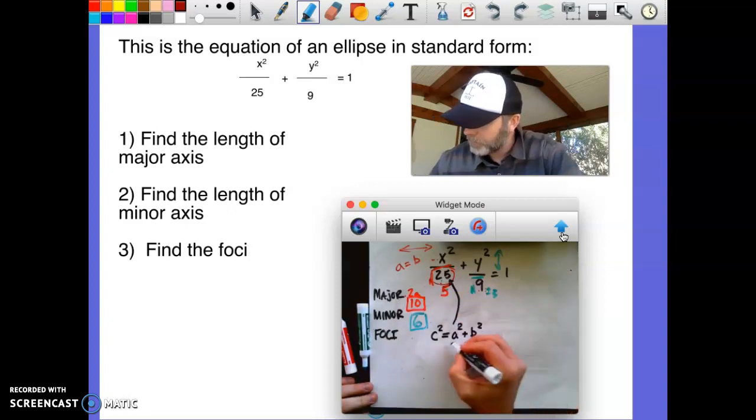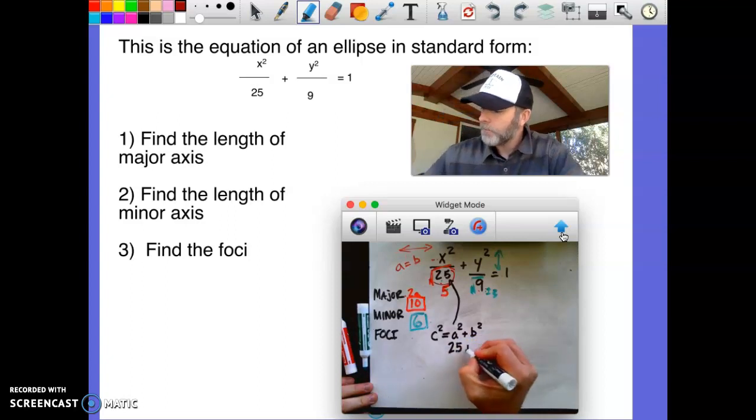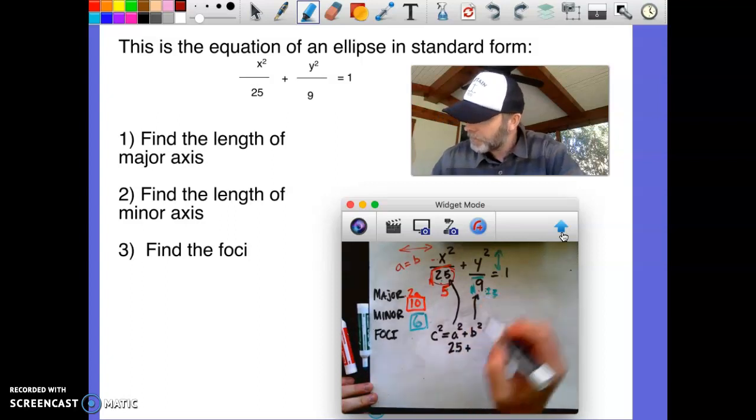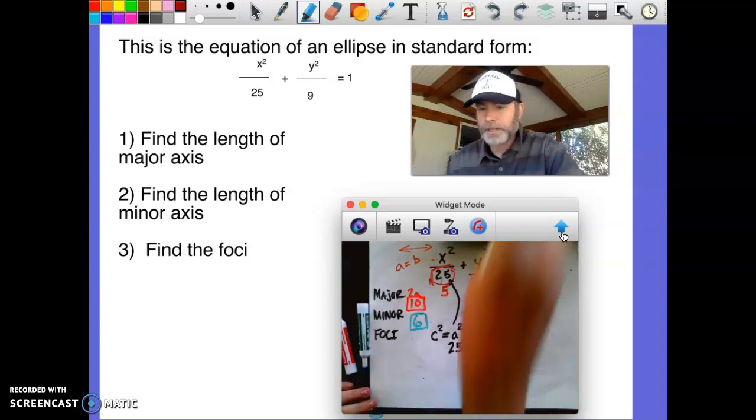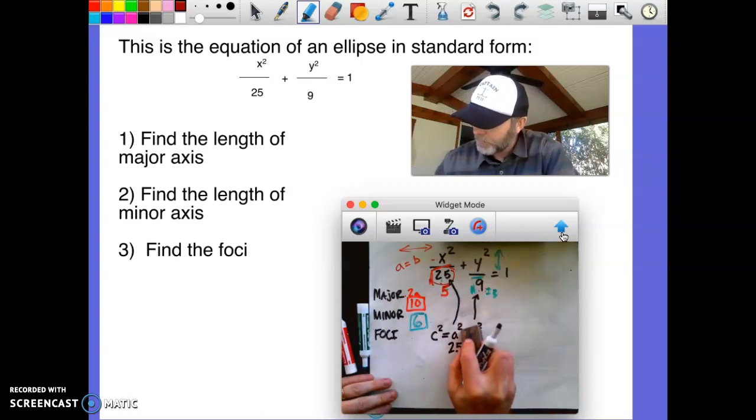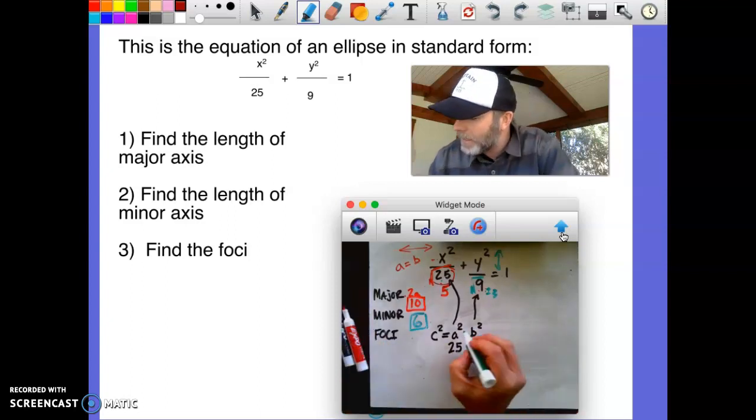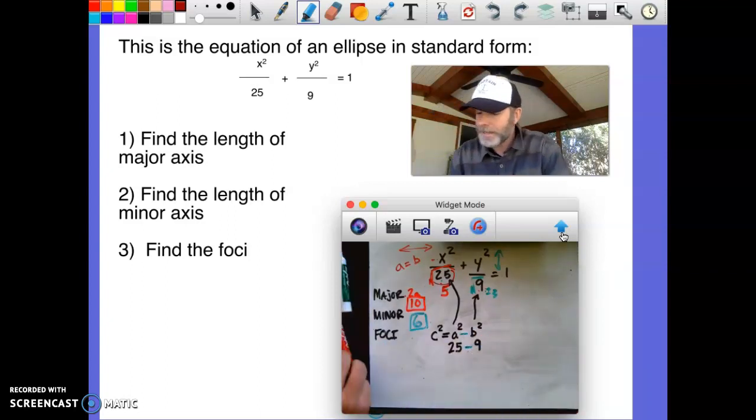It's the larger of the 2 numbers. We'll substitute that in. B squared, smaller of the 2 numbers. I'm sorry, I did the Pythagorean theorem here. It's not the Pythagorean theorem. Think about Pythagoras' pen here. The equation is minus. Right?